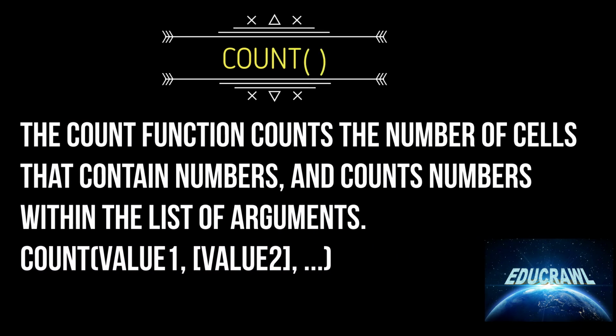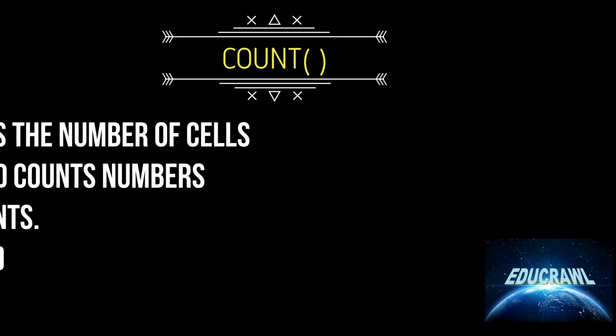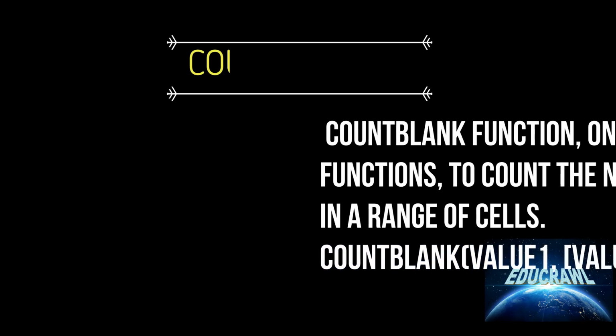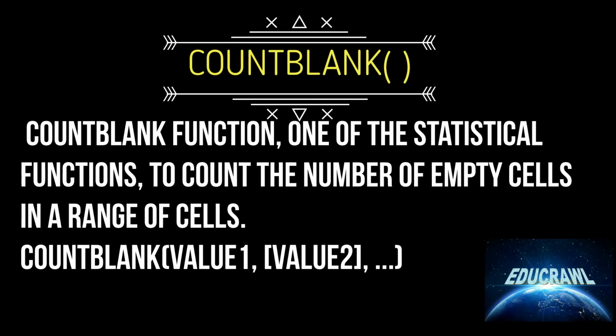Count function. The count function counts the number of cells that contain numbers and counts numbers within the list of arguments. The syntax for this is count, value 1, value 2 and so on. The next function is countblank function. The countblank function, one of the statistical functions, counts the number of empty cells in a range of cells. The syntax for it is countblank, value 1, value 2 and so on.